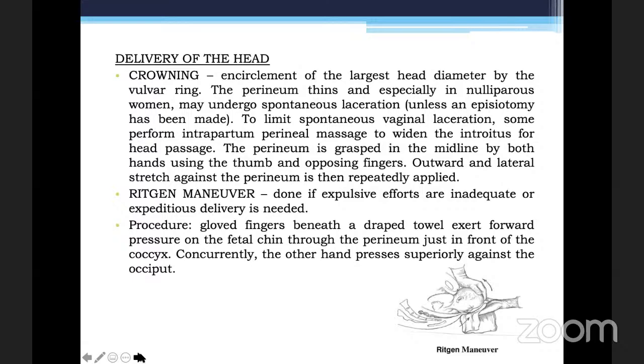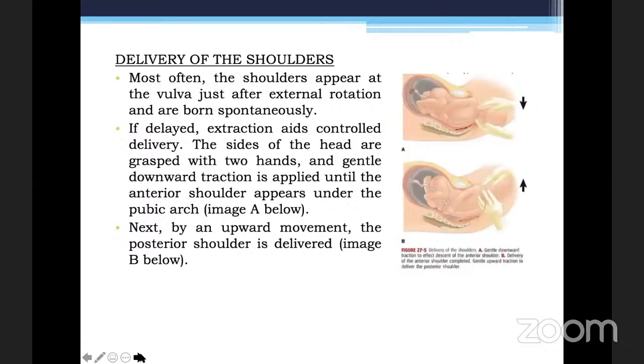The Ritgen maneuver is done if expulsive efforts are inadequate or expeditious delivery is needed. Procedure: a gloved finger beneath a draped towel exerts forward pressure on the fetal chin through the perineum just in front of the coccyx. Concurrently, the other hand presses superiorly against the occiput as shown in the figure.